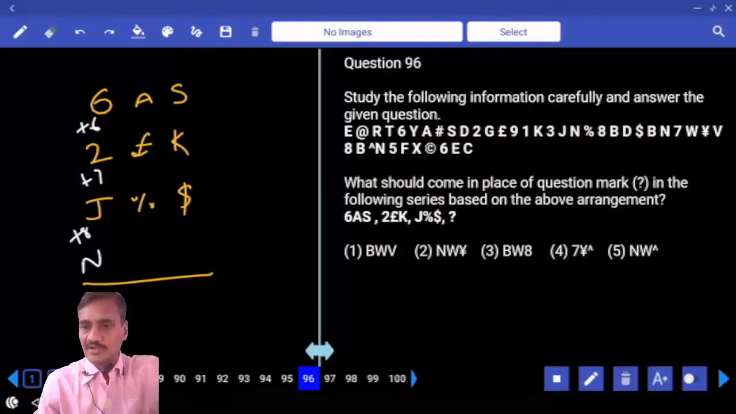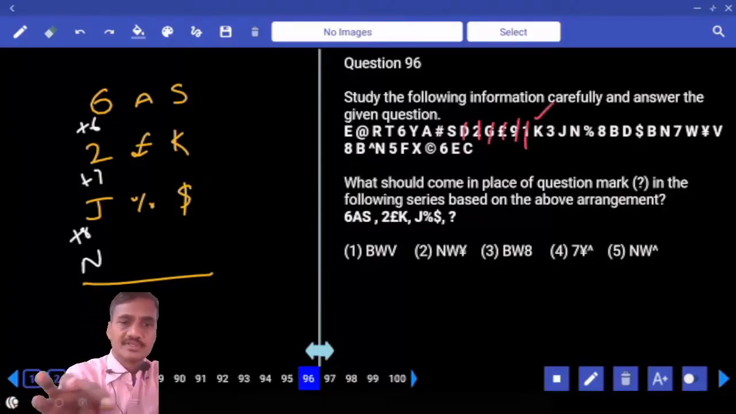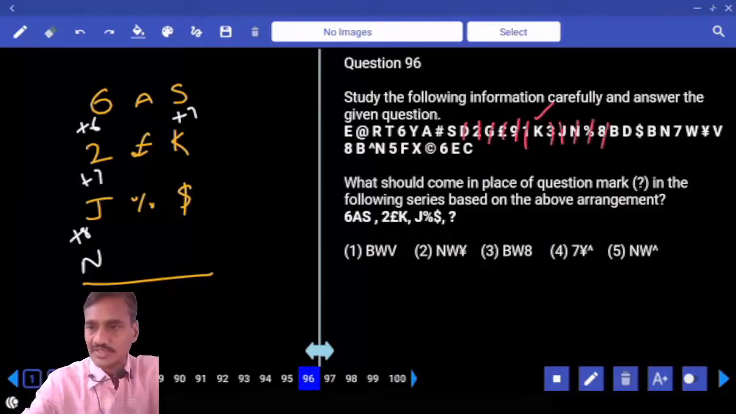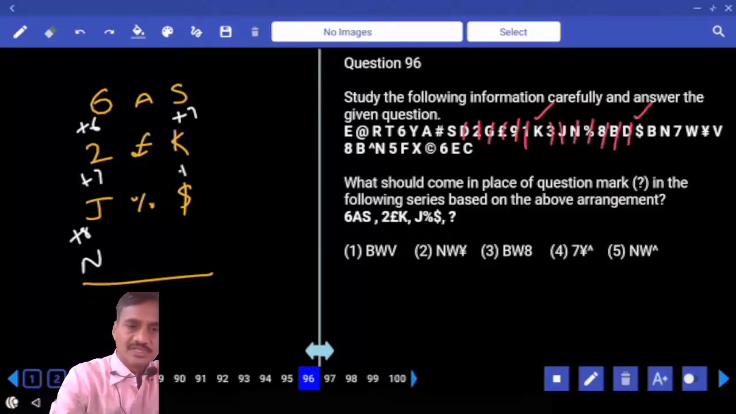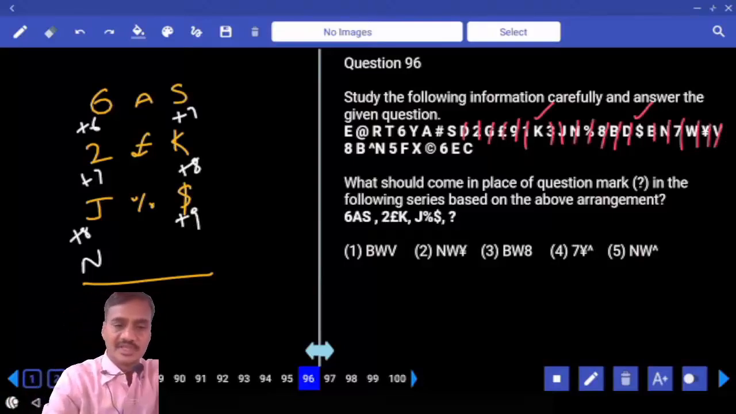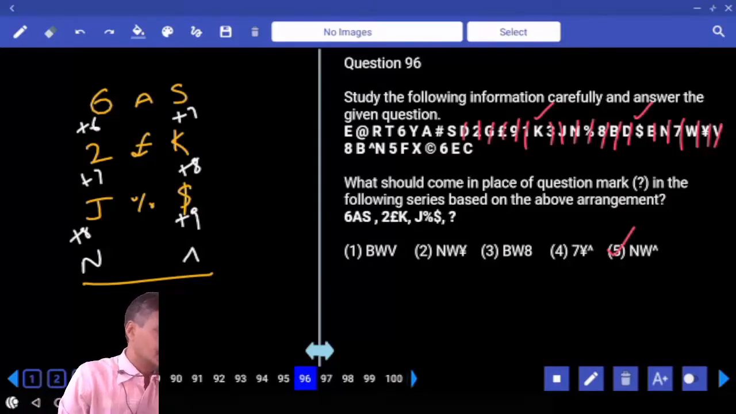From S to K, tell me where it is. Where is S here? 1, 2, 3, 4, 5, 6, 7. S and K, plus 7. K and dollar: 1, 2, 3, 4, 5, 6, 7, 8. Plus 8. Plus 7, plus 8. What should come next? Plus 9. Ninth element to dollar: 1, 2, 3, 4, 5, 6, 7, 8, 9. Now this is the element. Hence what is the choice we have? Choice 5, question number 96.